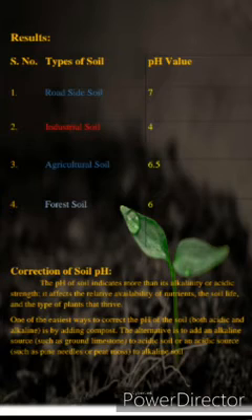The alternative is to add an alkaline source such as ground limestone to acidic soil or an acidic source such as pine needles or peat moss to an alkaline soil.